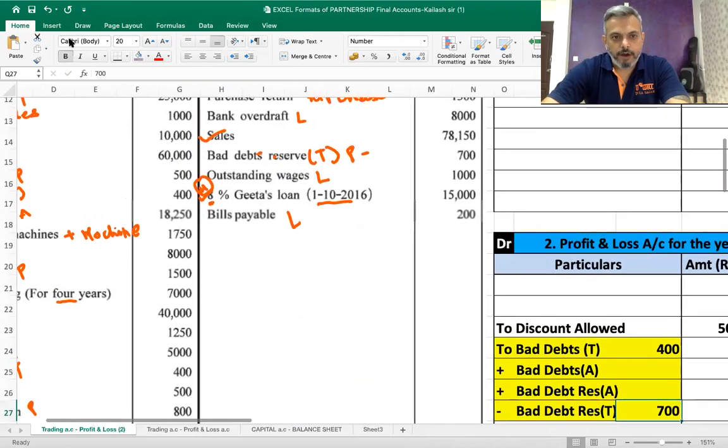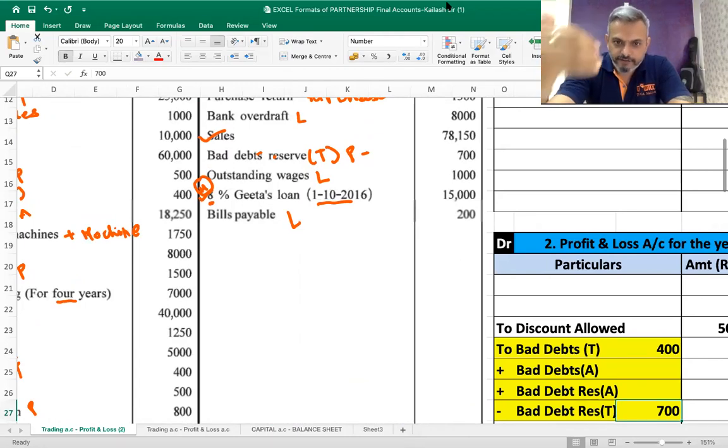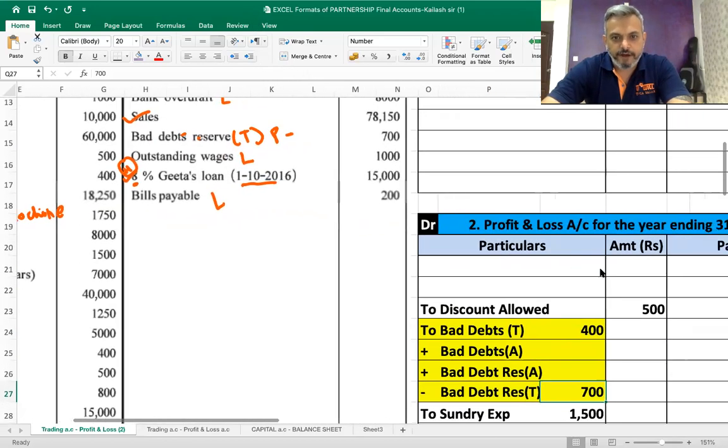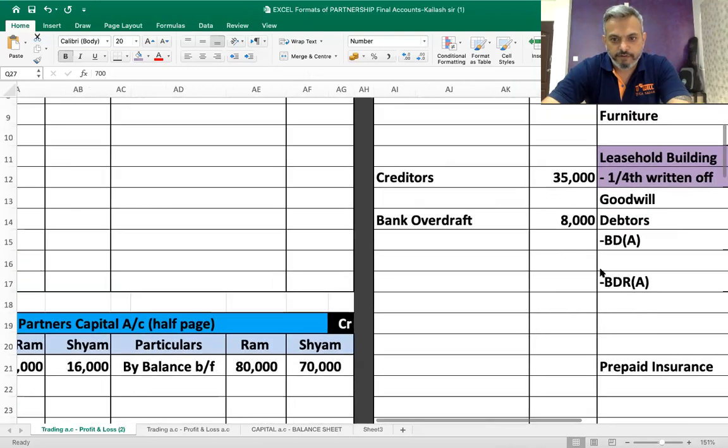Outstanding wages. Now outstanding wages is coming in the trial balance. It means that we have already given its two effects. Whatever comes in the trial balance comes from the ledger. Whatever comes in the ledger comes from the journal entry. So already two effects are given. So outstanding wages is our liability. So let's transfer outstanding wages 1,000.